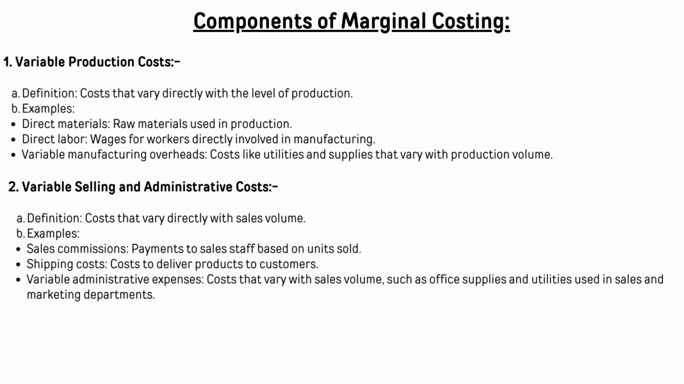Variable selling and administrative costs. Costs that vary directly with sales volume are variable selling or administrative costs. Example: sales commissions, payments to sales staff based on units sold; shipping costs, costs to deliver products to customers; variable administrative expenses, costs that vary with sales volume, such as office supplies and utilities used in sales and marketing departments.